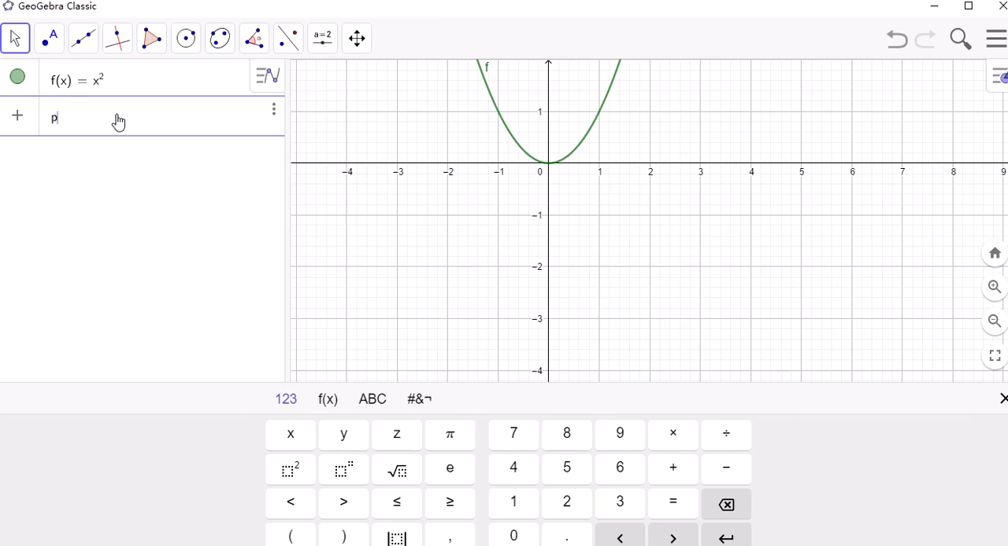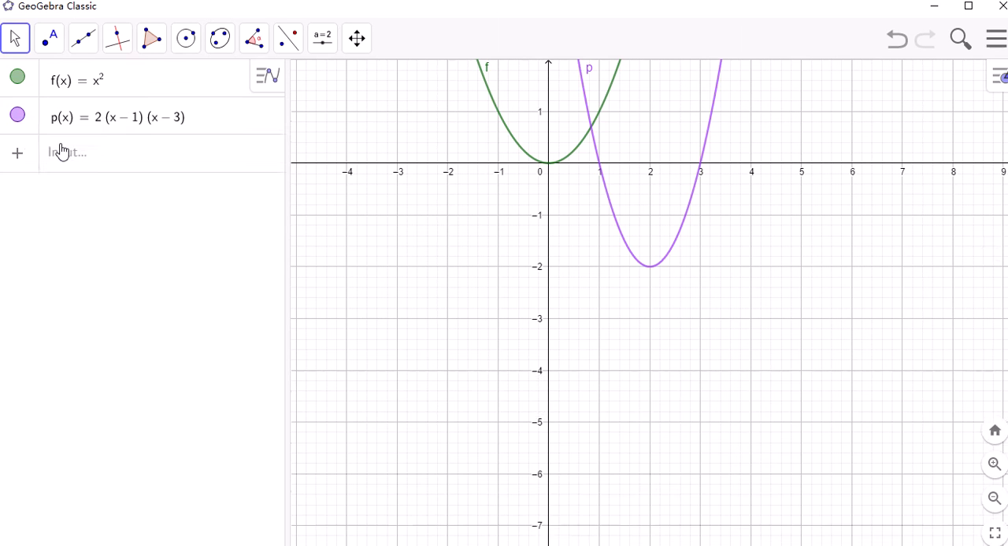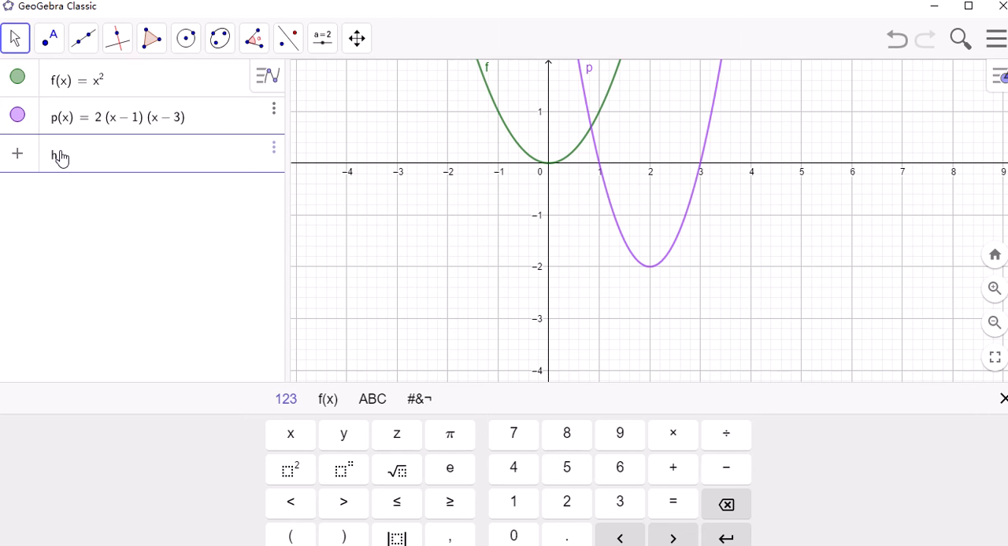First one is p(x) equal 2 times (x minus 1) times (x minus 3). The parabola here, the purple one. And next is h(x) equal -4 times (x minus 1) times (x minus 3). And we get the green one. Okay.